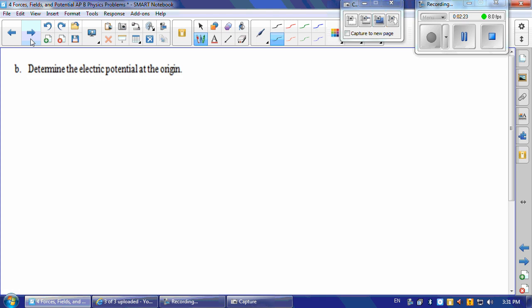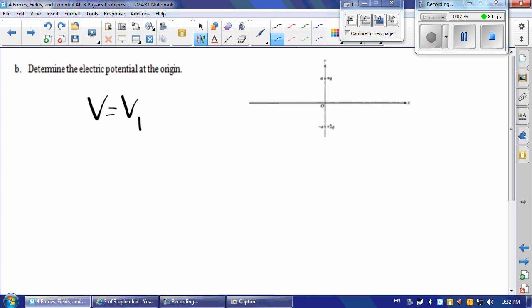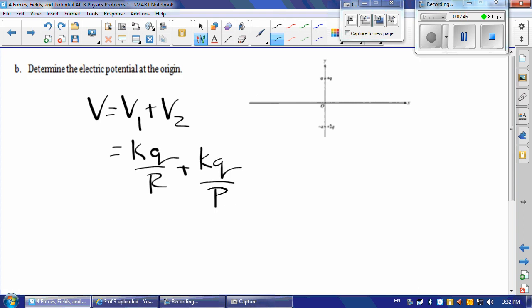Part B says, determine the electric potential at the origin. Well, the electric potential is also a summative thing. So basically, if there's 1, you just have 1. If there's 2, you have 2. If there's 3, you add 3. And that's all you do. Remembering that your equation for potential is just kq over r. And now you simply plug in what you've got.